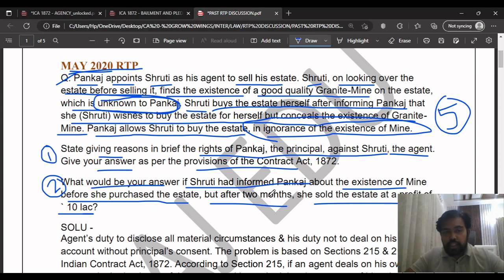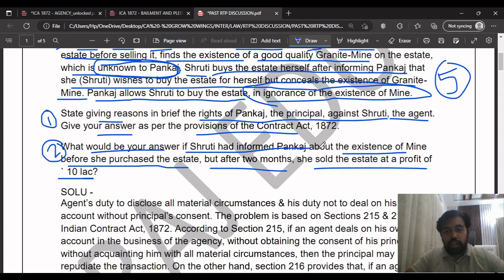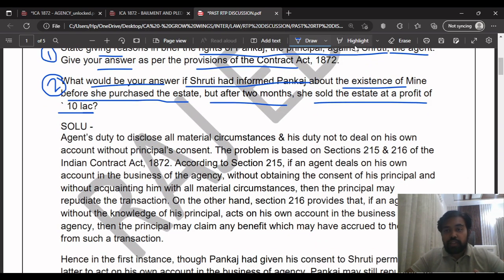The agent concealed the information, not giving it to the principal. So there are two parts to this question. First, they are asking the rights of the principal against the agent. Give your answer as per the provisions of the Act. And next, if the agent had told the principal about the existence of the mine, but still she purchased the estate and sold it for profit. So in both these cases, the same provision applies. What provision is that? I told you, Section 215 and Section 216.